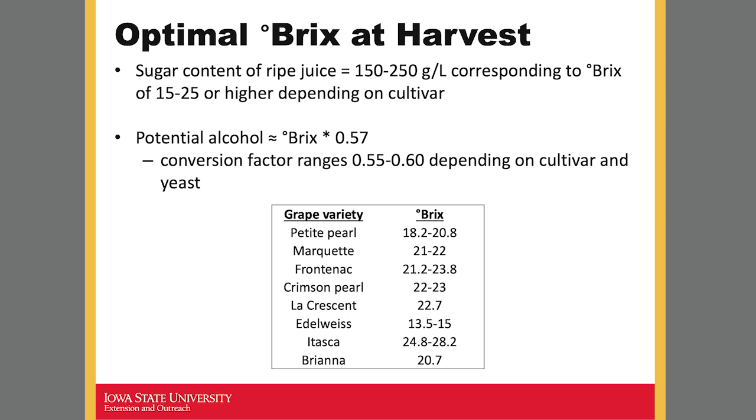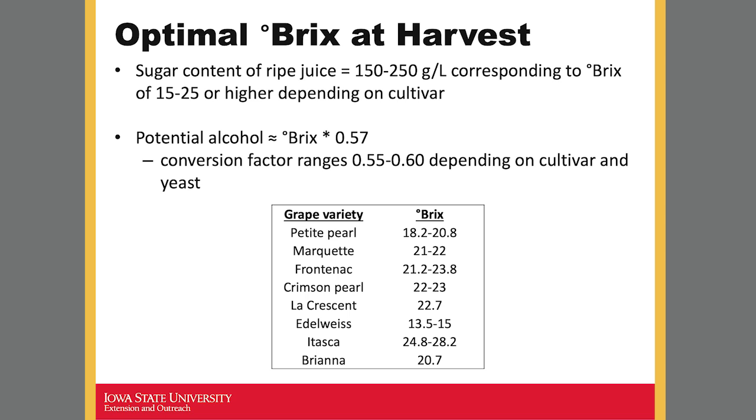Compared to something like Edelweiss, which is a white cultivar. So if you're going to wait for your Edelweiss to hit 20 Brix, you'll be waiting a really long time. So it might be time to harvest that Edelweiss a little bit earlier than those other cultivars. The other thing that the sugar content will tell us is that we can predict how much alcohol we'll get in the wine if we ferment that juice.